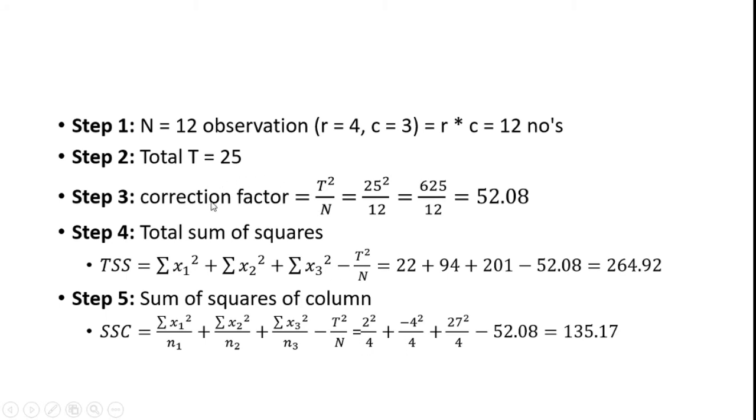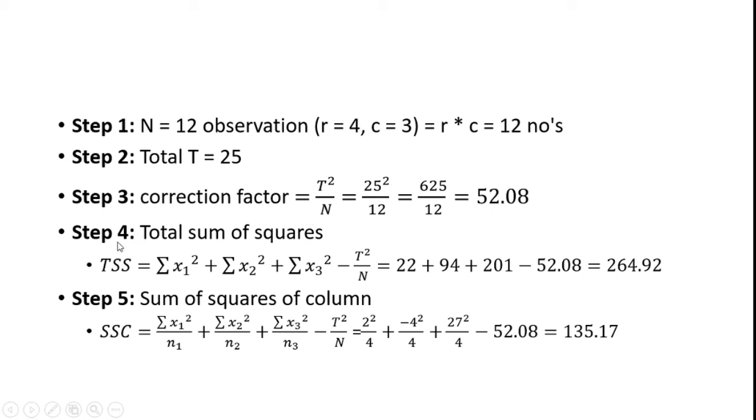After that, the next step is to identify the correction factor. The correction factor formula is equal to T square divided by N. T means the total available with the X and Y, which means the detergent and the engine, the row and the column. N means the number of observations I made in the experiment. So T square by N is equal to 25 square, where 25 is the capital T and 12 is the N, which is equal to 625 divided by 12. After solving, I may get 52.08.